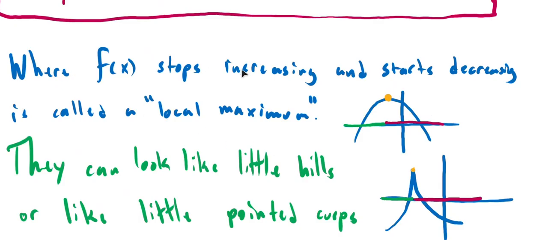So now where f of x stops increasing and starts decreasing, this xy point here is called its local maximum. We'd say its y value is its maximum value, or we'd say at this x value, that's where it has a maximum. They look like little hills like this, or sometimes they look like little upward pointing cusps.